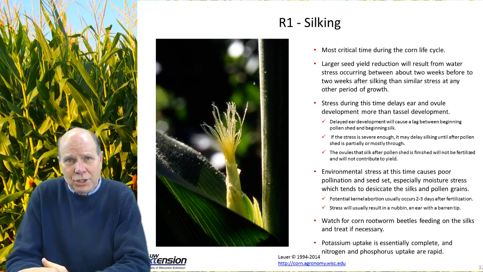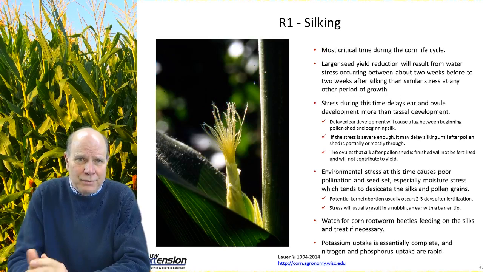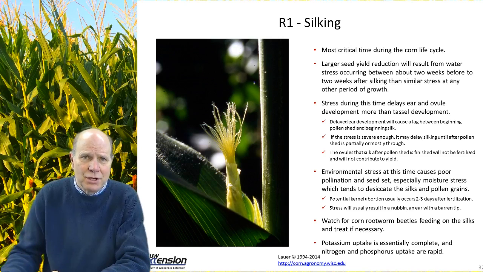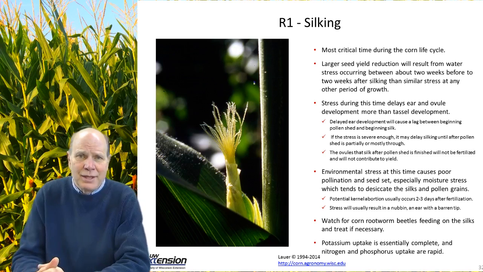Okay, then shortly after, silking occurs. Silks emerge first from the middle part of the ear, then the butt, and then the tip. Basically, pollen lands on these silks. They germinate. It takes a lot of water. They grow down the length of those silks, and then fertilize the ovule, where that kernel will eventually grow. All that happens within the first 7 to 10 days, during which time there is cell division within the ovule.